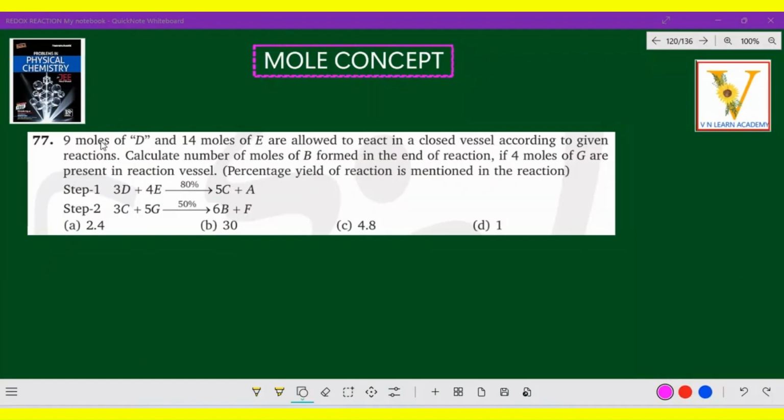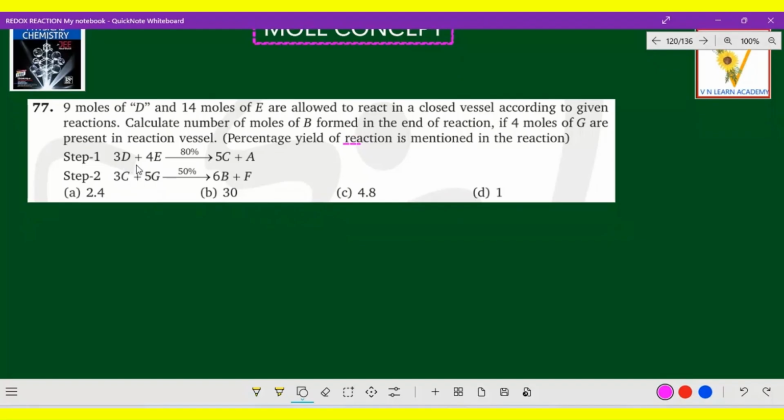The next question: 9 moles of D and 14 moles of E are allowed to react in a closed vessel according to the given reaction. Calculate the number of moles of B formed at the end of the reaction if 4 moles of G are present in the reaction vessel. Percentage yield of the reaction is as mentioned in the reaction. Here, 3D combined with 4E at 80% yield gives 5C and 1 mole of A. And in the same way, equation 2: 3C plus 5G at 50% gives 6B and 1F.